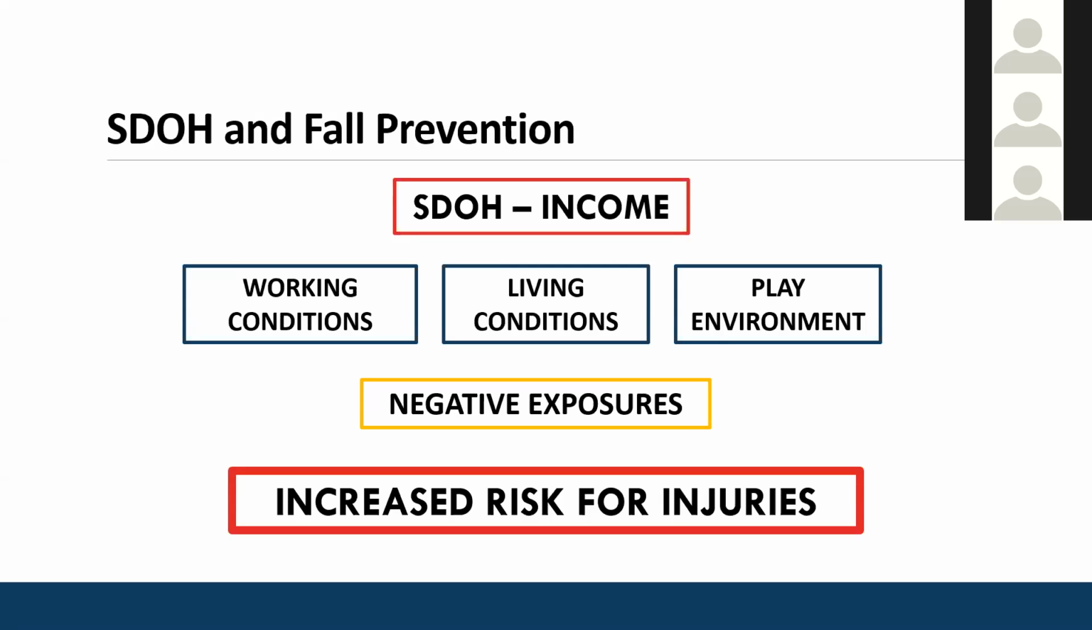In looking at a specific example of how the social determinants of health and fall prevention may link together, we have pulled out the issue of income. So looking at cases where lower income is an issue, the areas that may be affected would be working conditions, living conditions, and also environments such as play environments. Therefore, this leads to potentially negative exposures, increases in fall-related risk, and therefore an increased risk for injury.